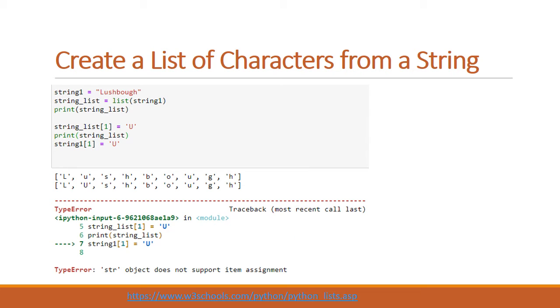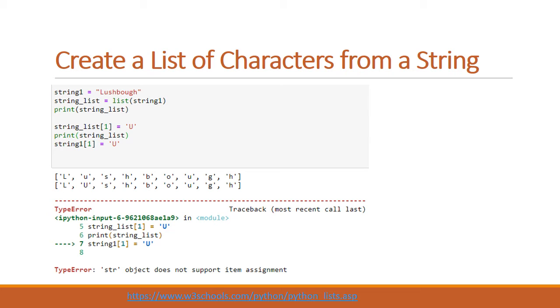In this example, we assigned string 1 the string Lushbow. Then we created a list using string 1. And we print string list, and we have a list of characters that are the characters in string 1. Notice that we can change any character in our string list. So let's modify string list index 1 to an uppercase U. And we print string list, and we see that the U has been modified to an uppercase.